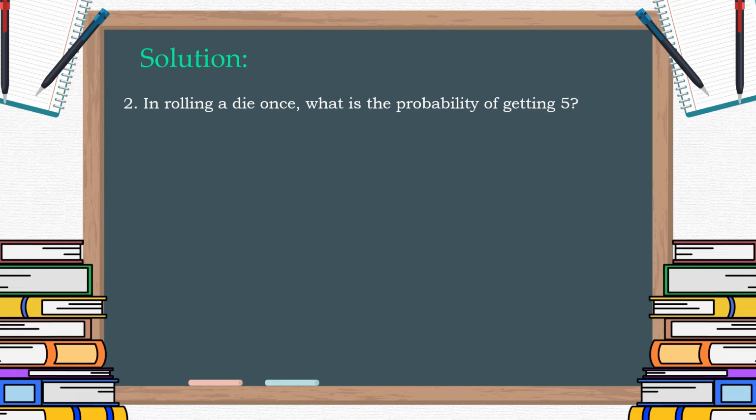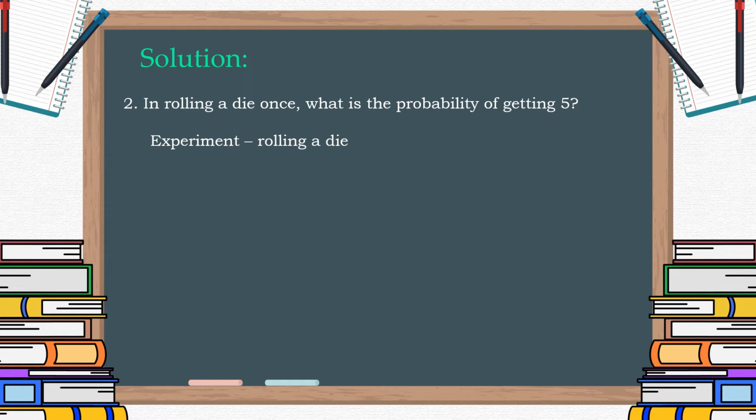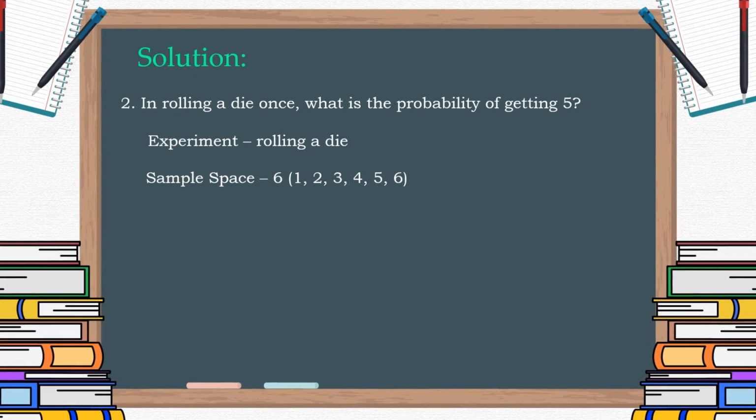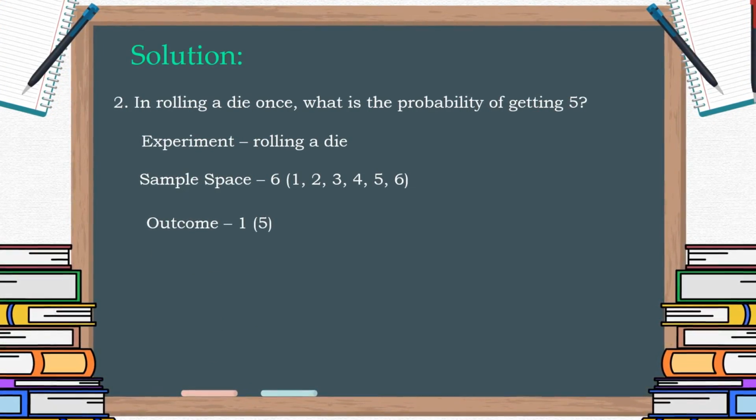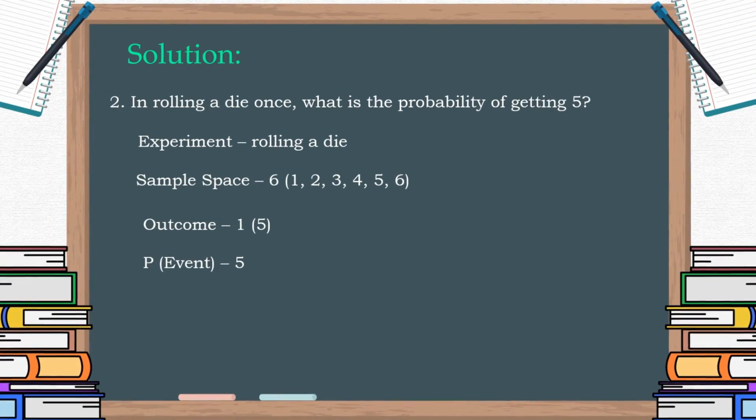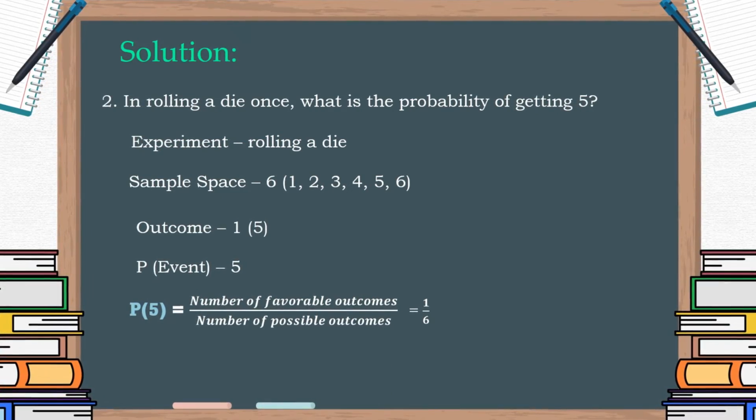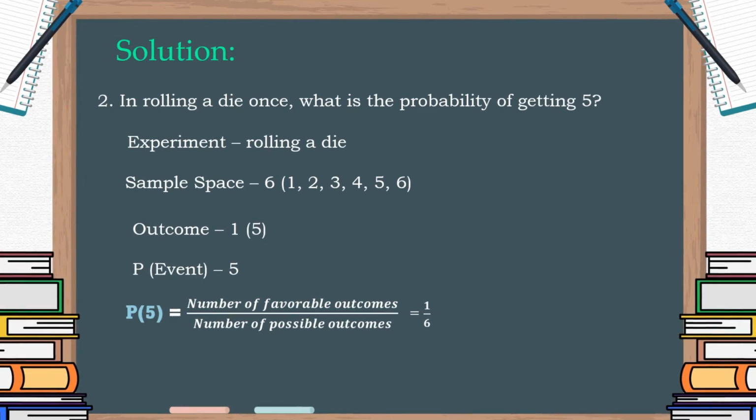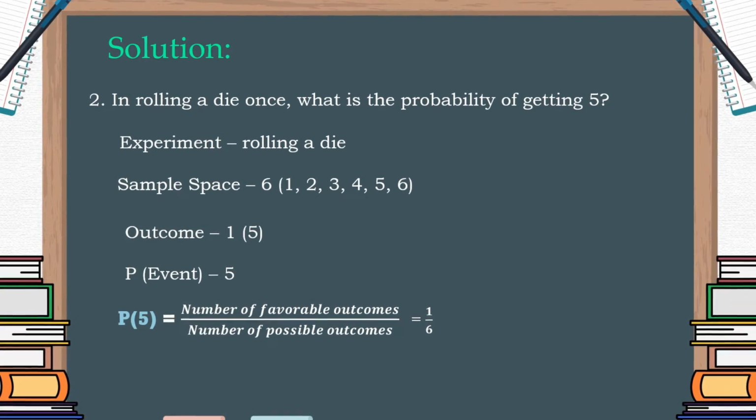Example number 2, in rolling a die once, what is the probability of getting 5? So, what is the experiment in this example? So, our experiment is rolling a die. Sample space is 6. So those are 1, 2, 3, 4, 5, and 6. Our outcome is 1. So isa lang naman yung number 5 dun sa ating die. P of event is 5, or getting 5. So therefore, our formula is P of 5, probability of getting 5. So ang number of favorable outcomes natin ay 1. So isa lang naman yung 5. The number of possible outcomes is 6.